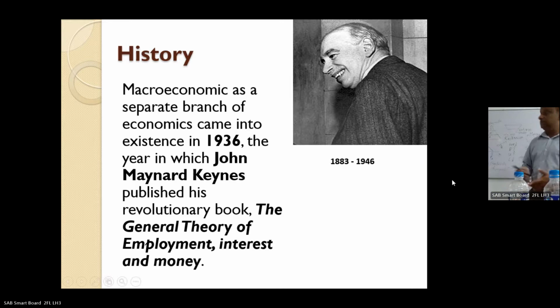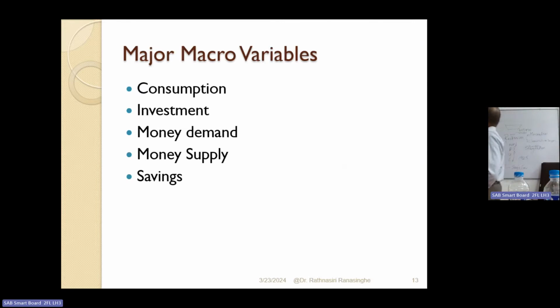Okay, so we identify the major macro variables. Those are the basic macro variables. Now, in macroeconomics, how do we identify the overall economy based on a set of macro variables? Those variables we call major variables: consumption, investment, money demand, money supply, saving.